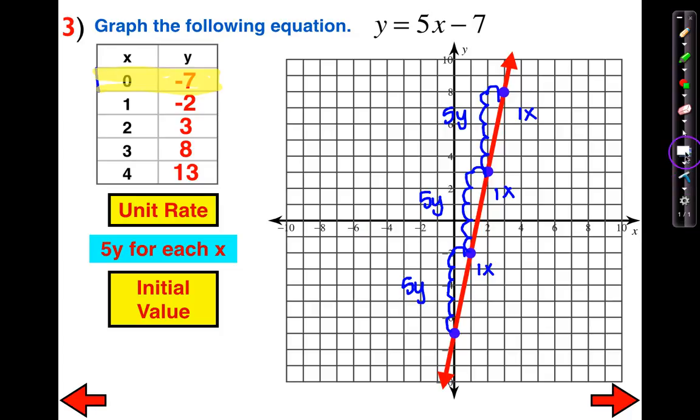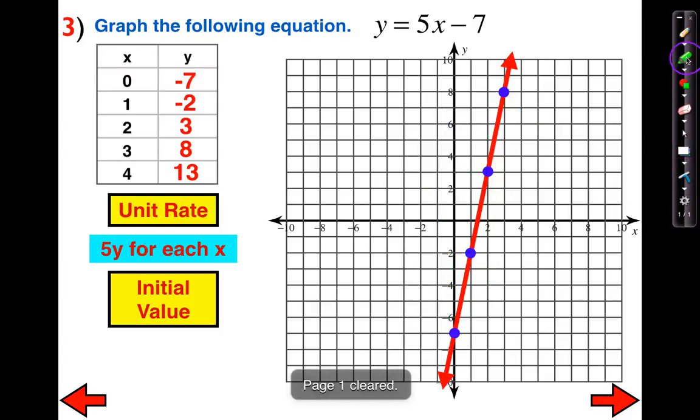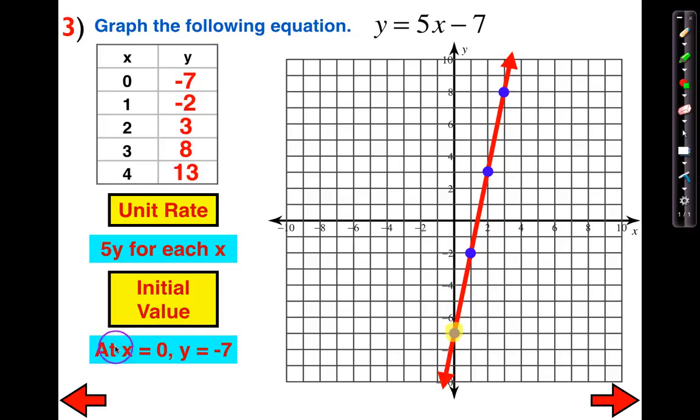Or if you wanted to, you could have also checked it here. When x is 0, y is -7. So here I'm going to say at x equals 0, y equals -7. So again, you can look at your graph. In some cases, you might be able to find it in your table. You'll be able to find it in your table so long as you're using 0 as an input value. You'll be able to find out what your initial value is.